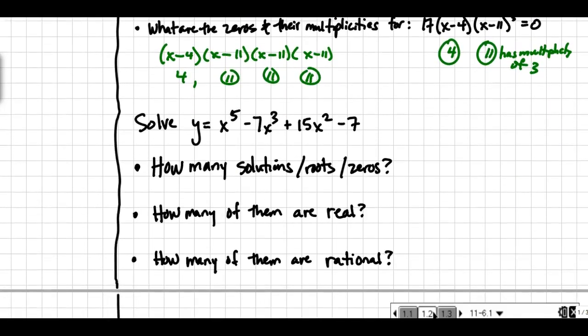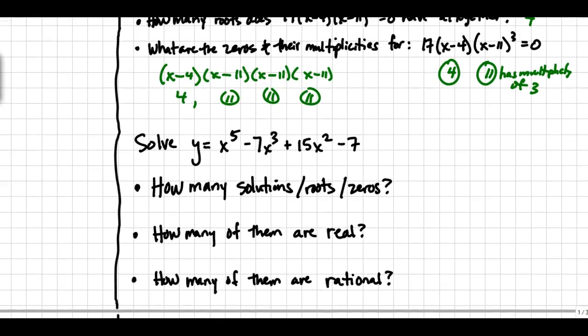The other topic we're going to look at today is just trying to solve equations using the fundamental theorem of algebra, by figuring out how many solutions there are and then classifying them as either being real or rational or both. So the first thing you'll do to figure out how many solutions there are is simply grab the degree. So the degree here is indeed a 5, so there should be 5 solutions or 5 roots or 5 zeros altogether. How many of them are real? Well, in order to figure that out, we need to graph the polynomial. Now you're not going to graph y equals, you're just going to graph from here to here. So x to the 5th minus 7x cubed plus 15x squared minus 7.